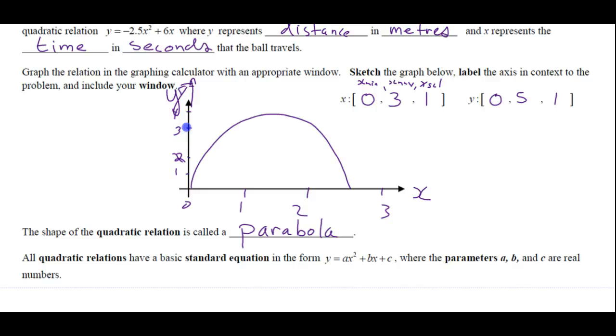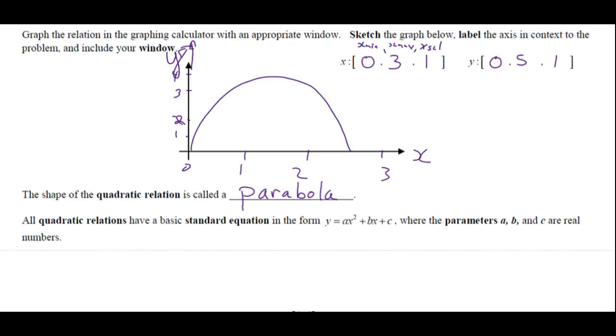All quadratic relations have a basic standard equation in the form y equals ax squared, so a, some number, times x squared plus some number, which may be the same but could be different, so bx plus c, where the parameters a, b, and c are real numbers. Okay? So they don't have to be integers, right? We've got negative 2.5, right? So it's a real number. Okay, we all good with that? Good.